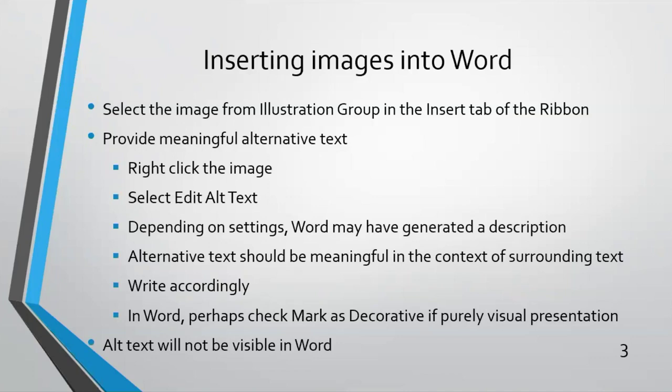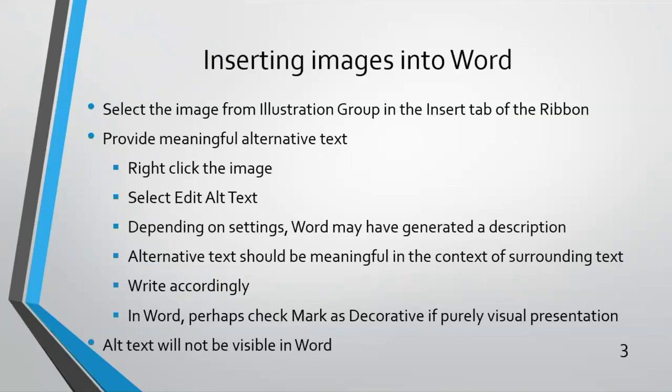Select the image from the Illustrations group on the Insert tab of the ribbon. Importantly, do not copy and paste the image in, because screen readers and other assistive technology that uses speech output won't be able to access alternative text. Provide meaningful alternative text. To do that, right-click the image, select Edit Alt Text. I'll talk a bit more about what is meaningful in a little while.